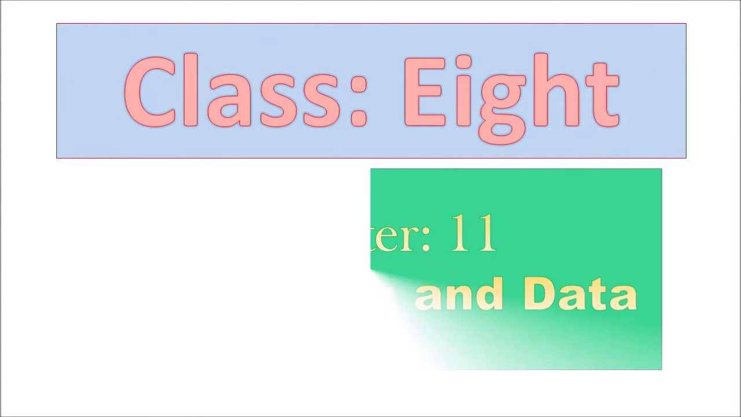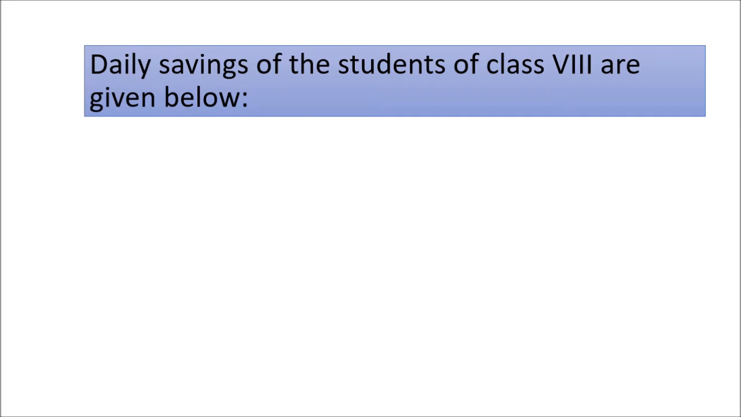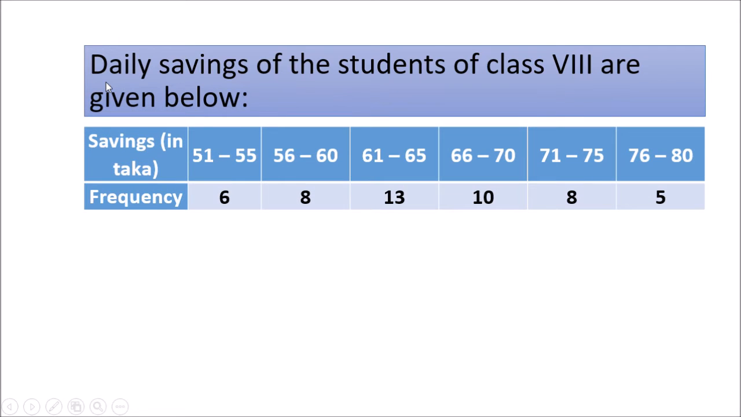Today we are going to take a class of Class 8, Chapter 11, Information and Data. As we completed the basic things of this chapter, today we are going to solve a creative question of this chapter. And here is the information of the question: the daily savings of the students of Class 8 are given below. Savings in Taka and frequency is here.